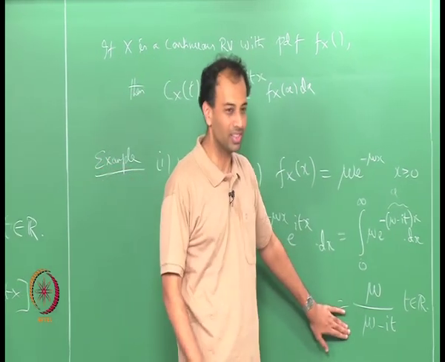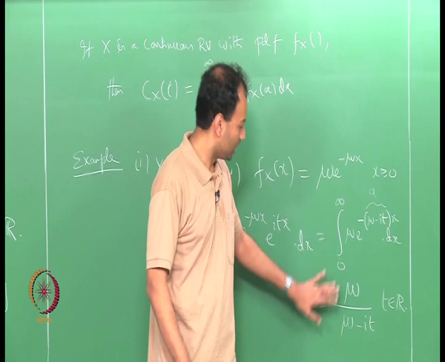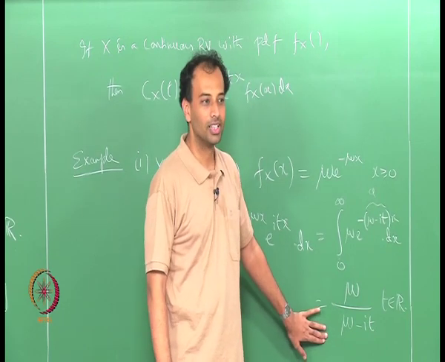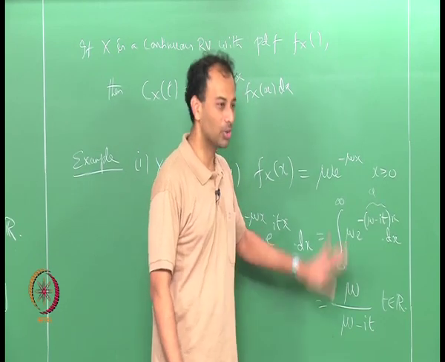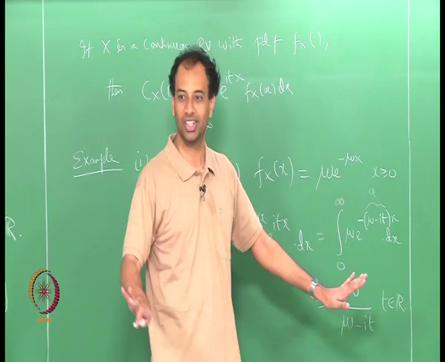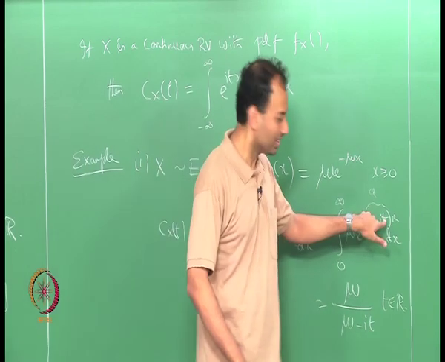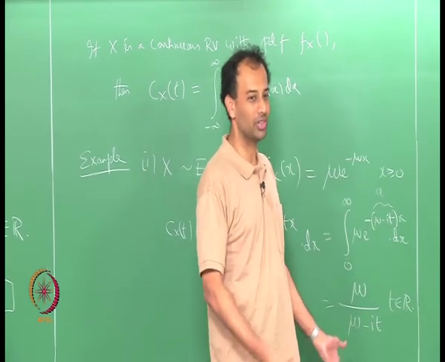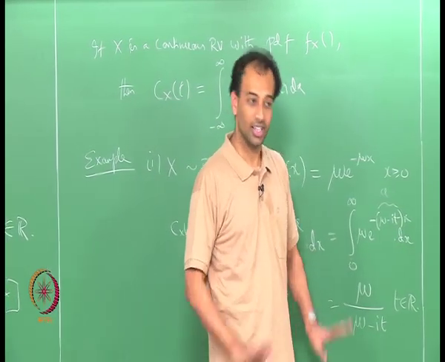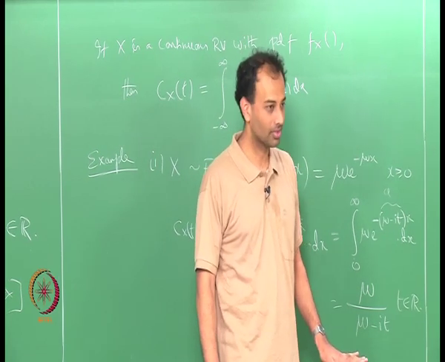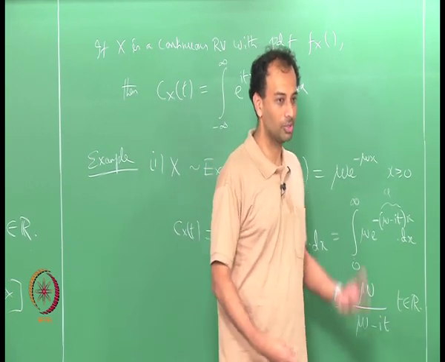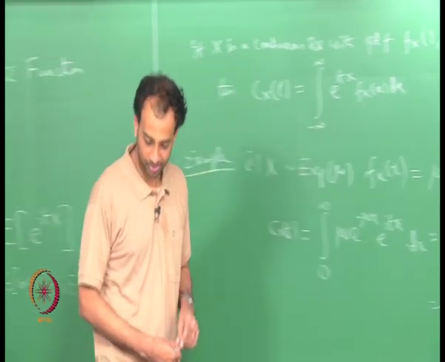This is something you do in signals and systems when you compute Fourier transforms. This is not really justified. It so happens that in this case you get the correct answer, even if you perform the contour integration correctly. If you treat this as a real number, you happen to get the right answer by luck. There are examples where you will not get the correct answer if you just pretend that mu minus it is a real number.